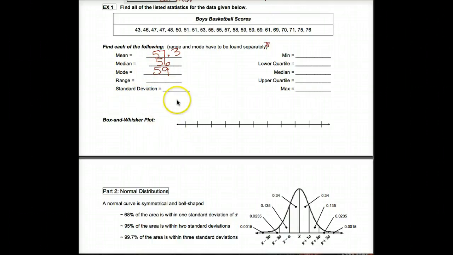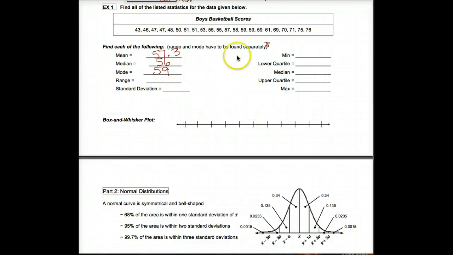Remember from junior high math that you can have data that doesn't have a mode. If everything appears an equal number of times, you would write none. You could also have multiple modes. So if 59 only had 2 appearances, then 59, 55, 51, and 57 would all be modes.